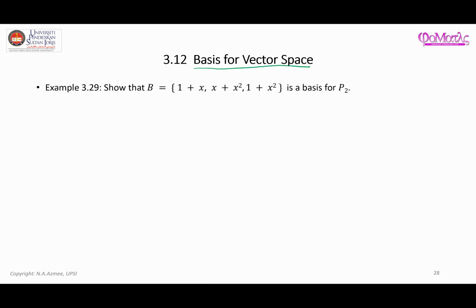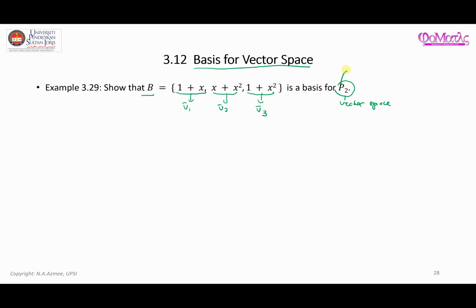In this video, there will be two more examples related to basis for vector space. For the first example, we have set B, which consists of the first vector, the second vector, separated by a comma, and the third vector. You are asked to show that this set is a basis for the vector space, where the vector space is defined as polynomials of degree 2.